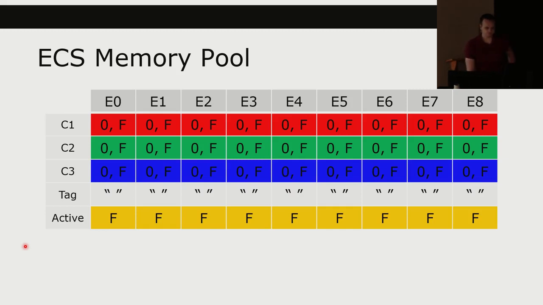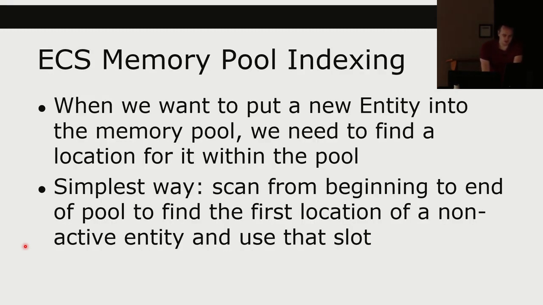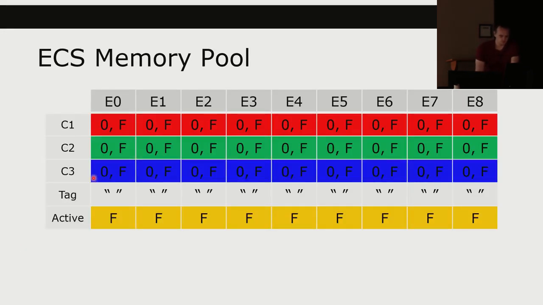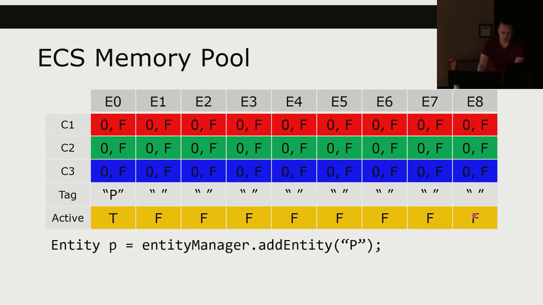So when we want to put a new entity in the memory pool, we need to find a location to put it. The simplest way is to scan from beginning to end and find the first location of a non-active entity and use that slot. So let's have a look. F means this entity is not active. So by default, when we start, everything is not active. Let's put something in there. So what happens? We say entityManager.addEntity P. Entity manager calls the entity memory pool and says add a new entity with tag P.